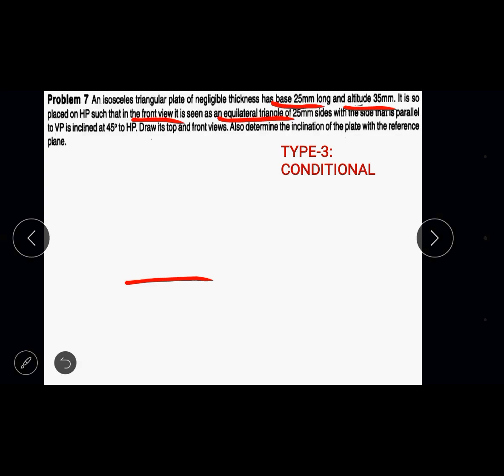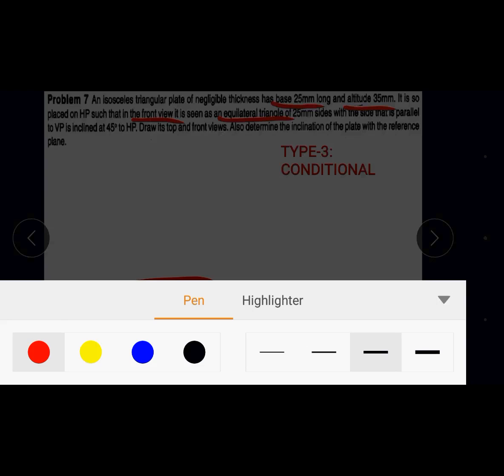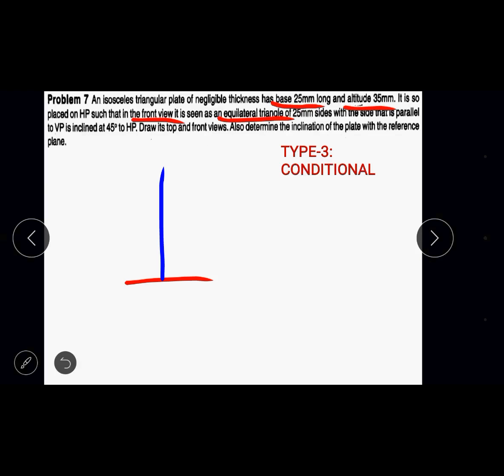So this is the base side, and then the altitude. Altitude means from the center point, the height of the triangle is given. The altitude is given as 35 and the base is given as 25. So with the help of this, you can get this isosceles triangle.